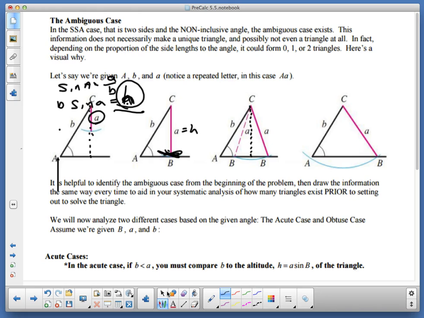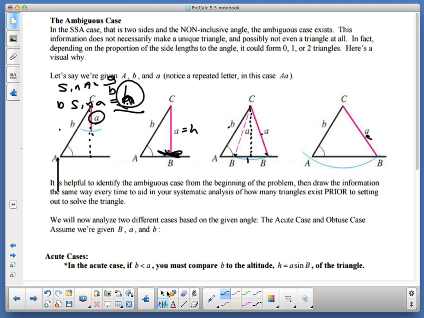When a is smaller than b, and a is longer than h, there's two possibilities of me placing that side in a triangle sketch. All right, there's two possibilities, and that's what we're trying to work on today. If a is much larger than b, there's only one way I can put it in, okay?